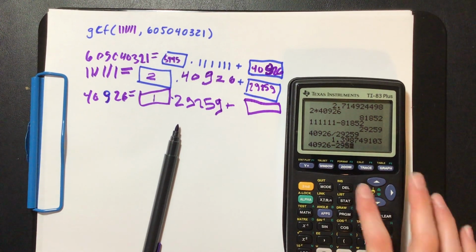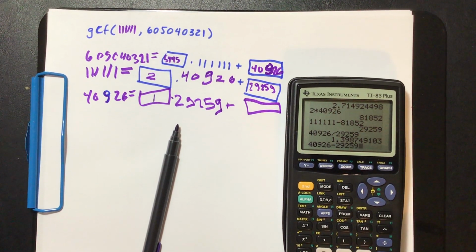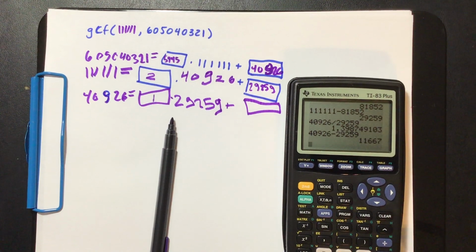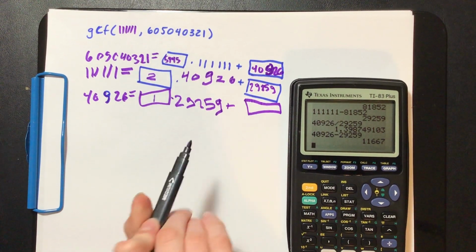Hang on. Now you said you knew just to subtract because why? 1 times the number is still the number. That's the identity property. Equals 11667. Okay.